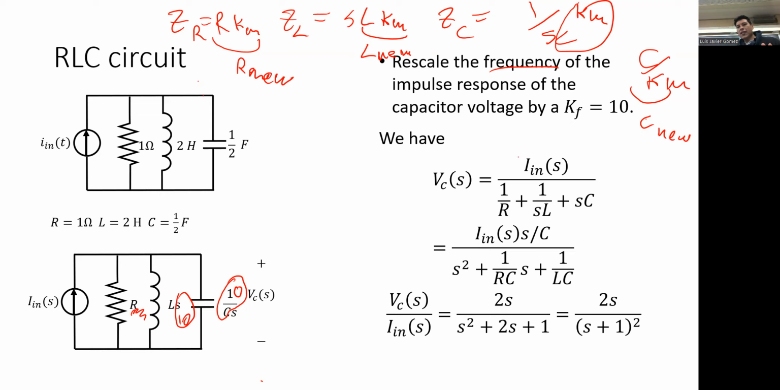I'm just trying to give you a way you can remember this: if you write out the impedances and multiply everything by KM, these factors will pop out how you're supposed to do this properly.